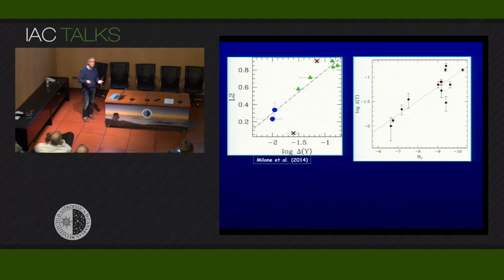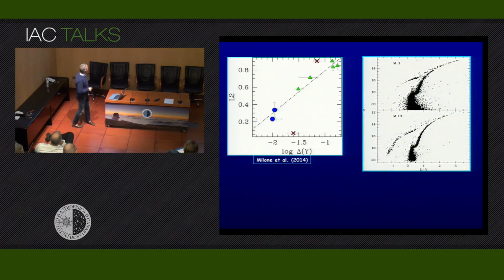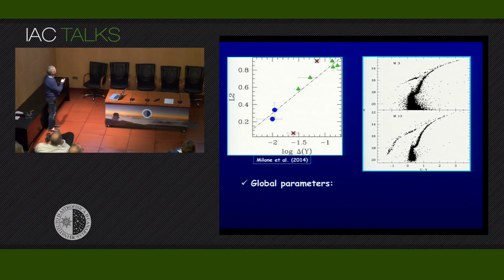The larger the mass of the globular cluster, the stronger the peculiarities that are present. That means a stronger oxygen-sodium anticorrelation and stronger helium enhancement, okay? So maybe now we can provide a better description of the second parameter problem. These are the famous pair of globular clusters that I showed you before.